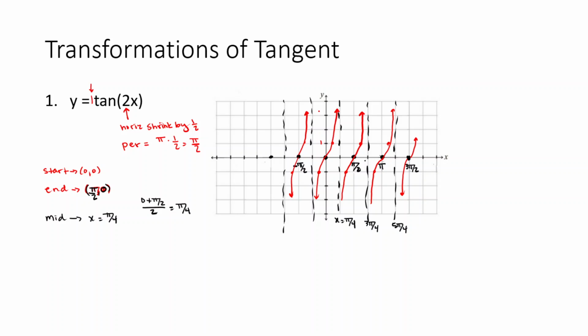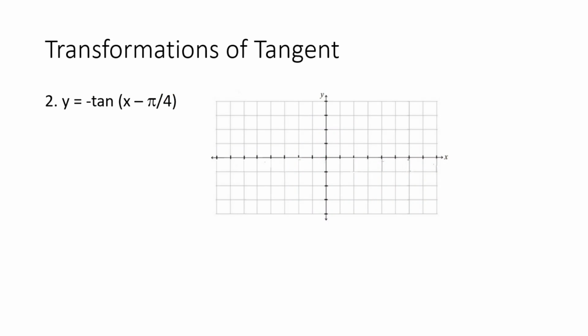Okay. All right, let's do another one. So now we have this minus a pi-4ths in here. This causes it to move right pi-4ths. We call this the phase shift of a trig function. So I'm going to mark pi-4ths. That means my start, which was at 0, 0, has now been moved to the right pi-4ths. So now it's at pi-4ths, 0.